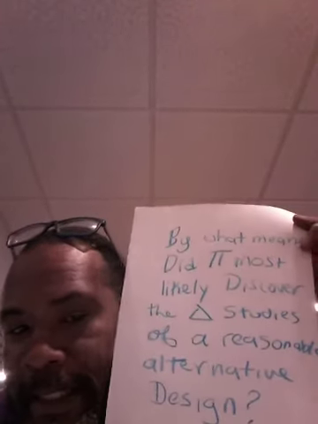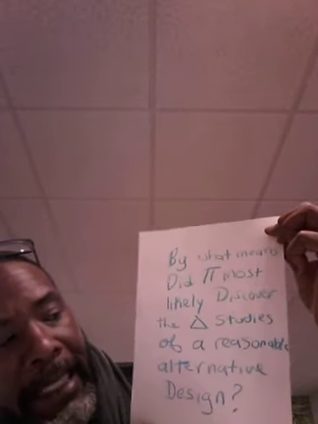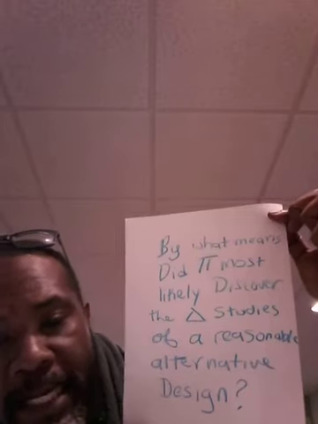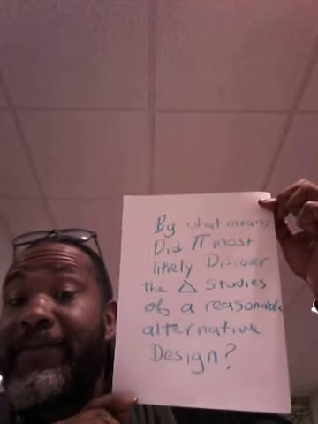All right. So as you consider this Riley case, take a look at this Riley case, and then I'd like you to answer this question. It will appear in the prompt. By what means did the plaintiff likely discover defendant's studies of a reasonable alternative design? I'd like a little bit of detail. What might they have used in order to obtain that information?